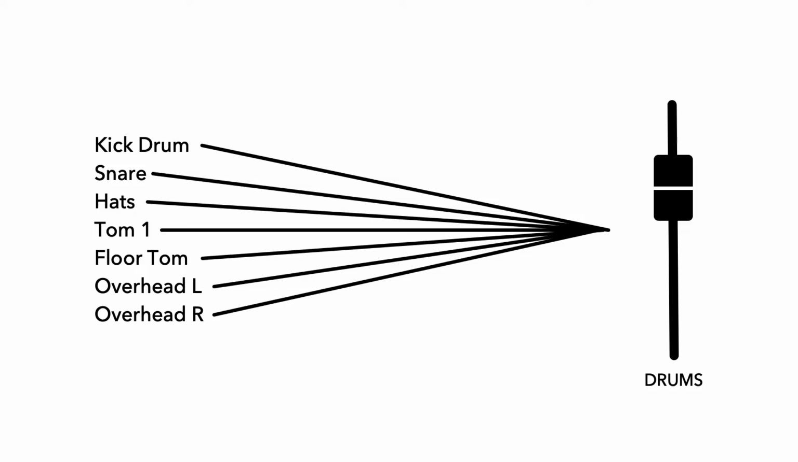Here's an example of a drum subgroup. Note that the subgroup controls the volume of every channel routed there. So if you were to mute the subgroup, you'd be muting every channel routed there.